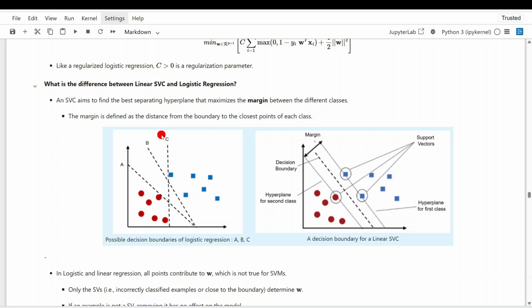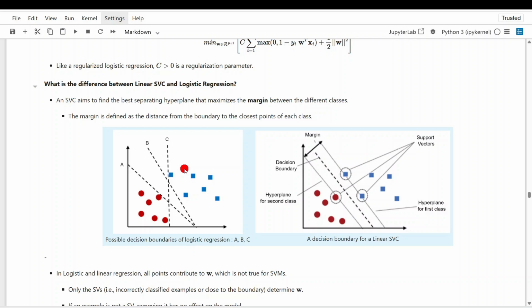Now, if we look at the performance of these three decision boundaries, or these three logistic regression models, all of these three models classify the two different classes with 100% accuracy. Therefore, A classifies both the blue and red points perfectly, B classifies the two classes perfectly, and C also classifies them perfectly. Therefore, all these three models have an accuracy of 100%.